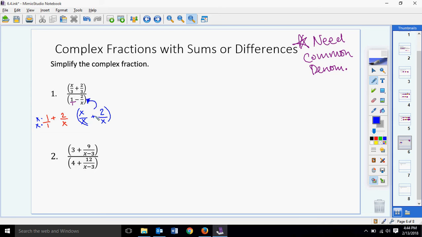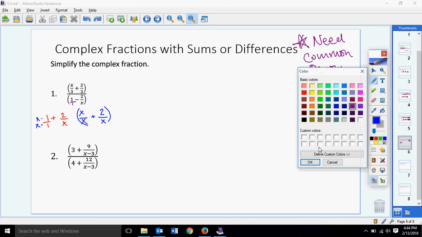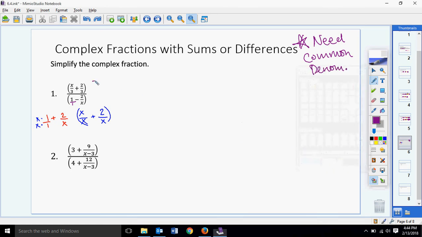Pretty soon you'll get good at this and you won't have to do this work off to the side. You could do it intermixed with your work to solve the problem. But for now, I'm showing it off to the side so that you can see where my numbers are coming from. All right, so I rewrote the denominator. So now the problem looks like this.